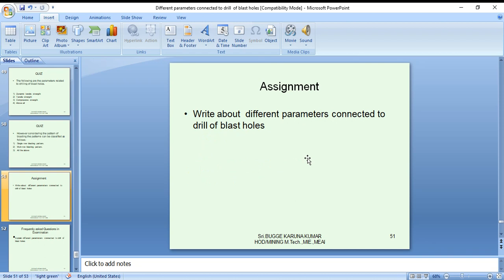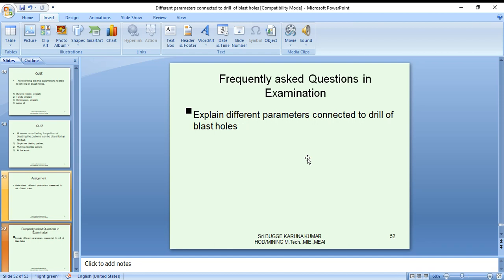I'm giving a simple assignment for you. Write about the different parameters connected to the drilling of blast holes. It will help you in practicing. Use simple sketches so that you can easily understand the drill hole patterns and firing patterns. These both are different. Next, a frequently asked general question is to explain the different parameters connected to drill holes and blast holes, a common essay type question in academic examinations.